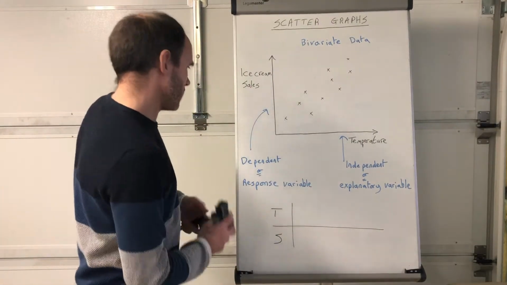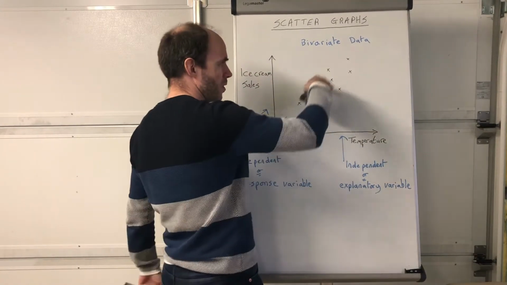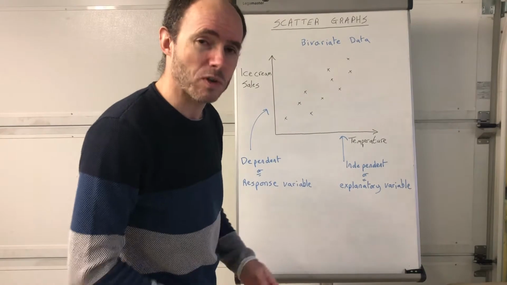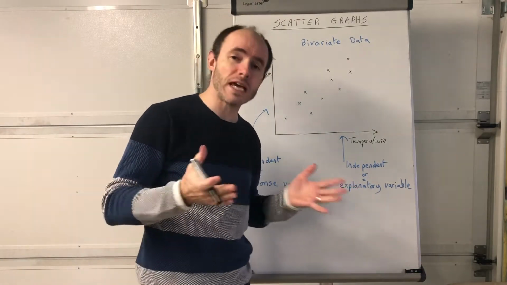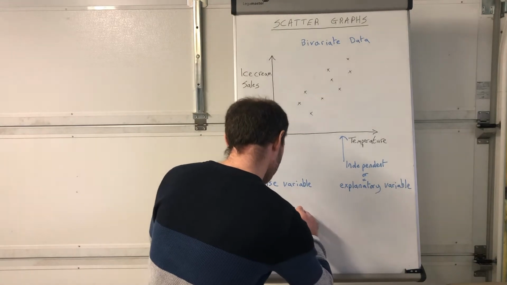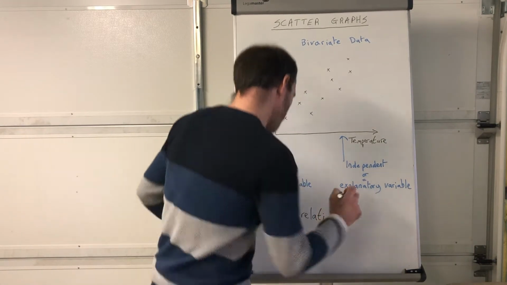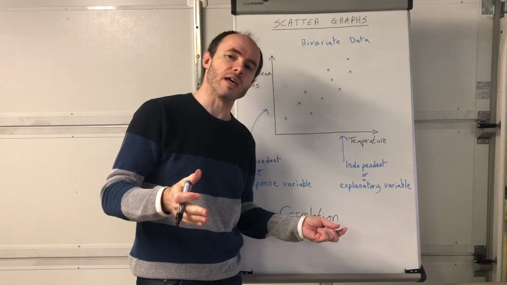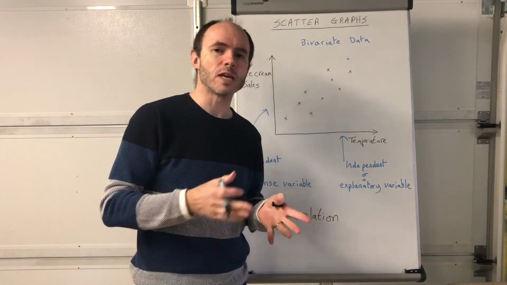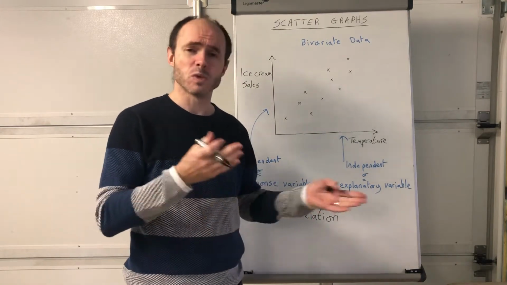Now, what we then do is we have a look to see what the points on the graph are showing us, okay? And we look to see if there's some sort of relationship going on there. We call this a correlation, okay? And I'm going to write the word correlation there. Now, before I look into the different types of correlation, we need to decide whether it's a causal relationship or a spurious correlation. What's the difference between the two?